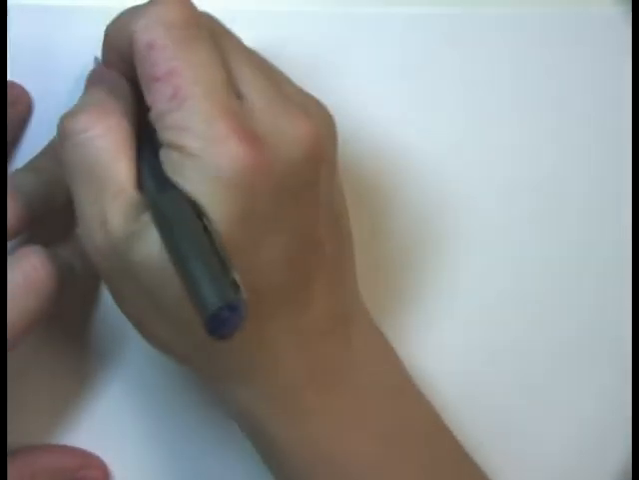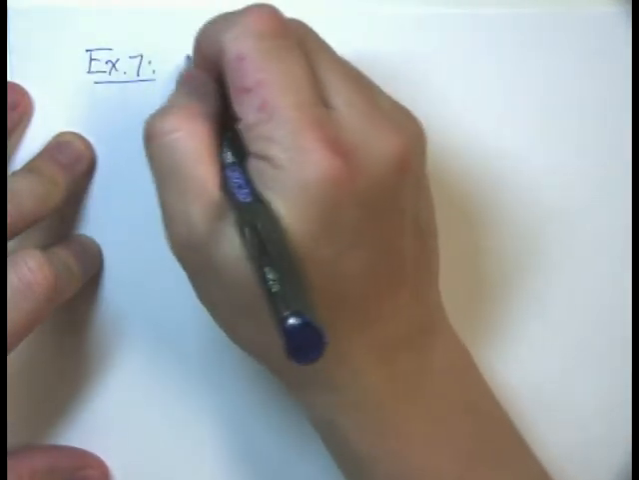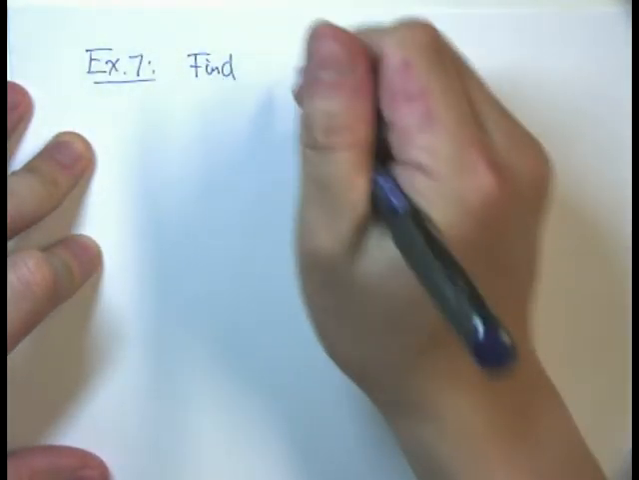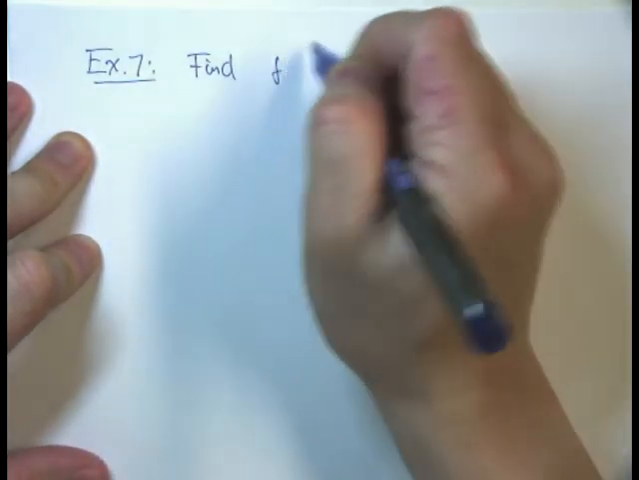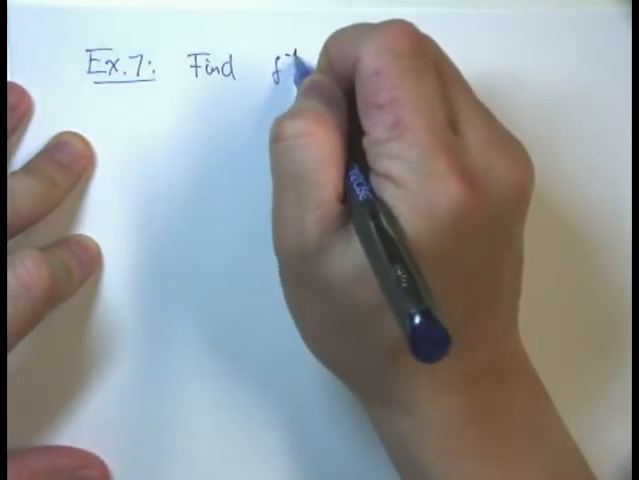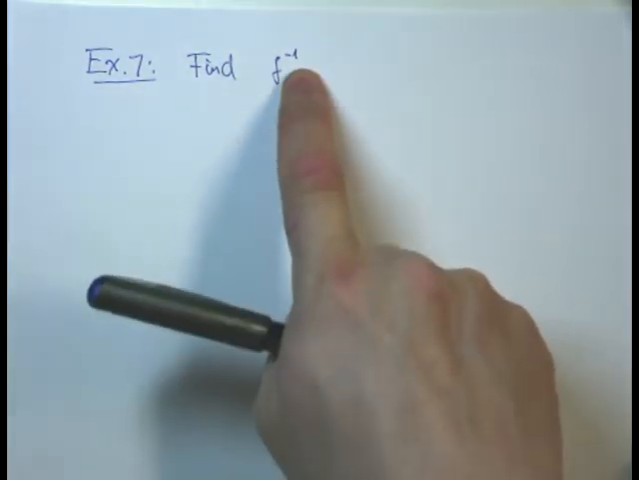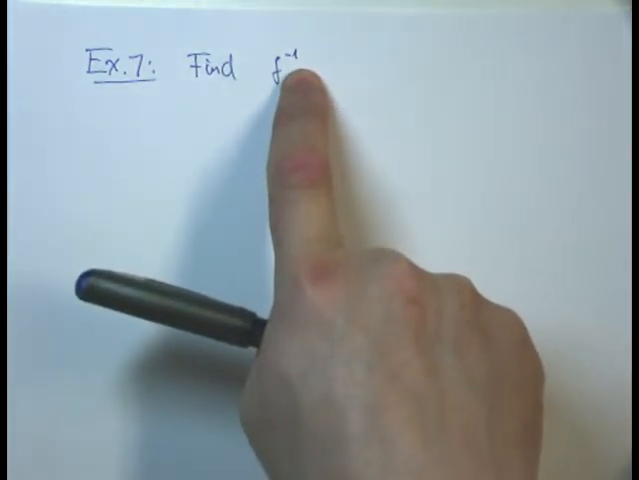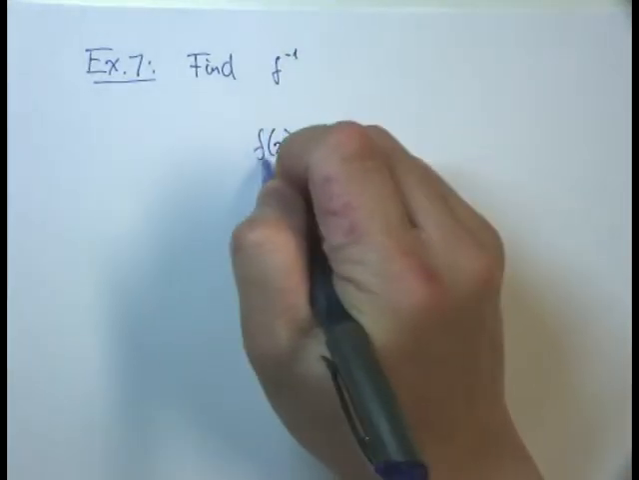So now it's time to look at some specialized version of these finding inverse problems. Example number 7. We want to find, and by the way, instead of keep saying find the inverse, I'm going to use the notation find f to the negative 1. Keep in mind, I've discussed this in class, but f to the negative 1 is the symbol for the inverse function. And the function that we're looking at here is f of x itself.